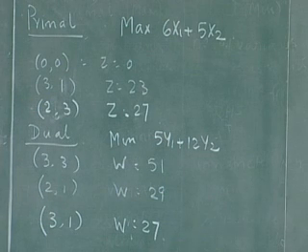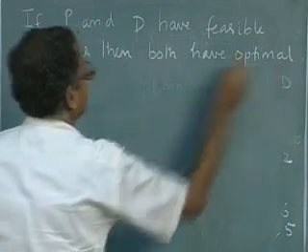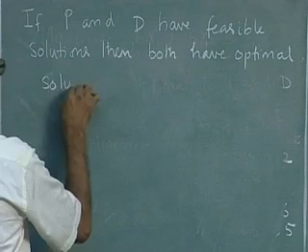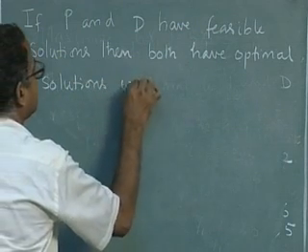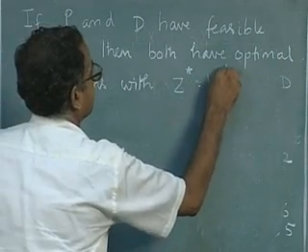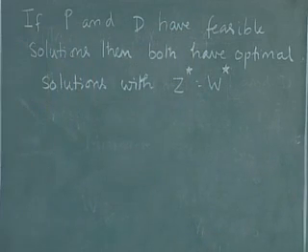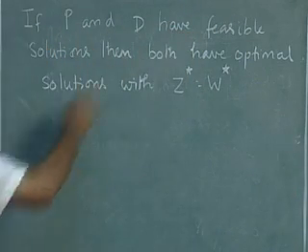Now the third one is called the main duality theorem, which is this: if primal and dual have feasible solutions, then both have optimal solutions with z star equal to w star, with the same value of the objective function. This is a more general statement because it assumes that if P and D have feasible solutions.